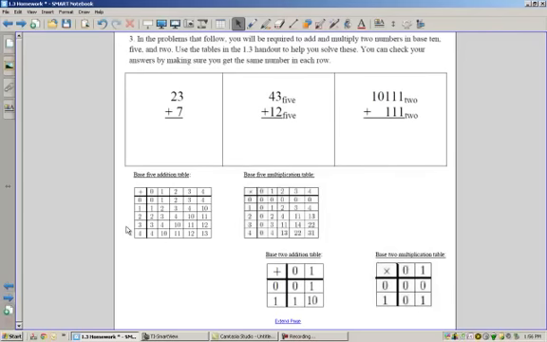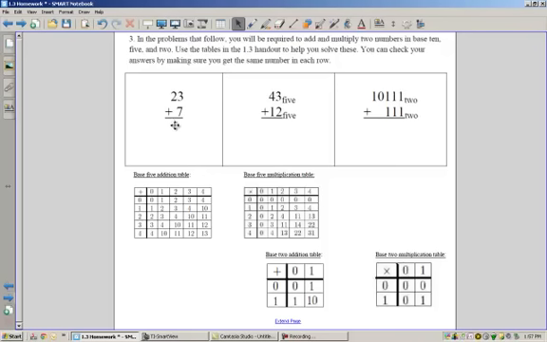The next thing we want to do is work with these different base systems when we add and subtract. So it says in the following problems, you will be required to add and multiply 2 numbers in base 10, 5, and 2. Use the tables from the 1.3 handout to help you solve these. You can check your answers by making sure you get the same number in each row, because these all represent the same number of things. So 23 things, this 4, 3 base 5 represents 23 things, and so on. All right, so let's do this normally.